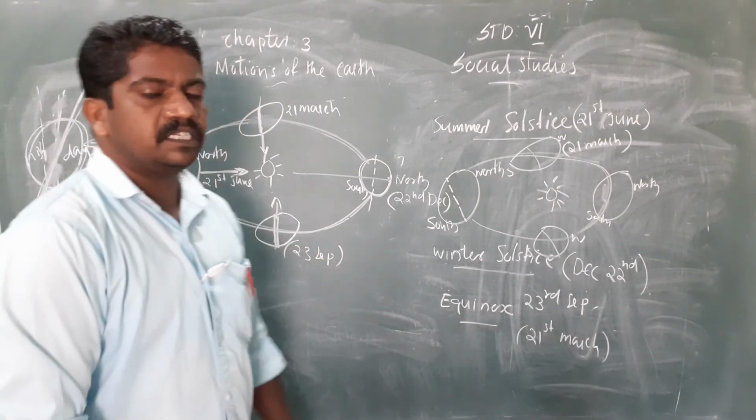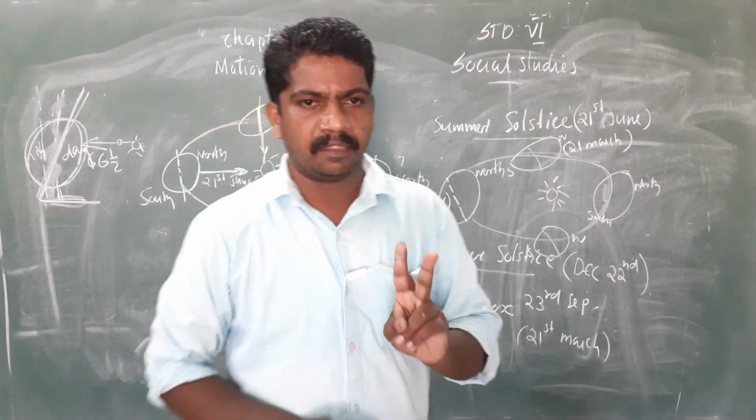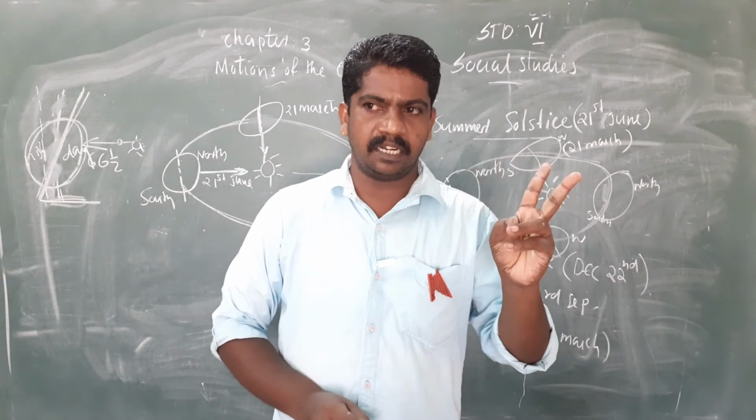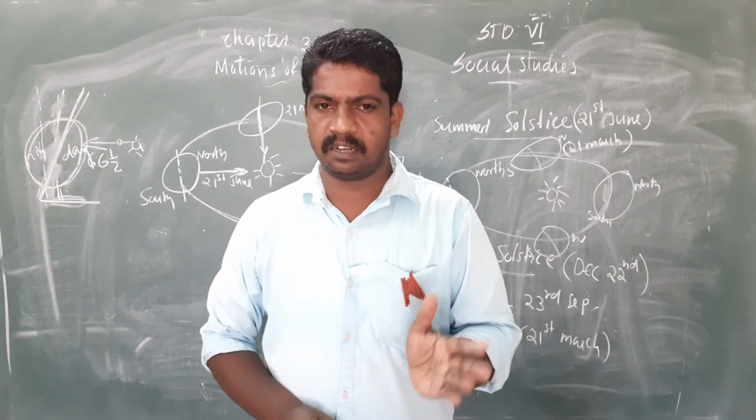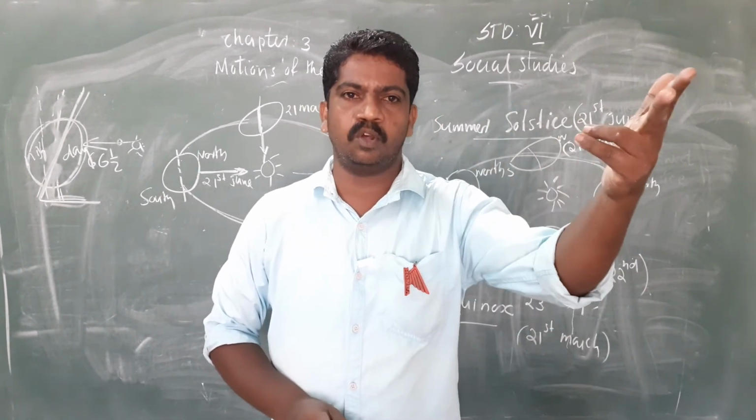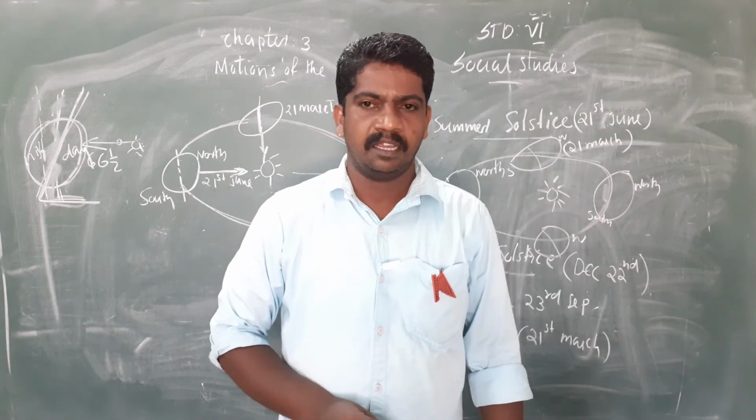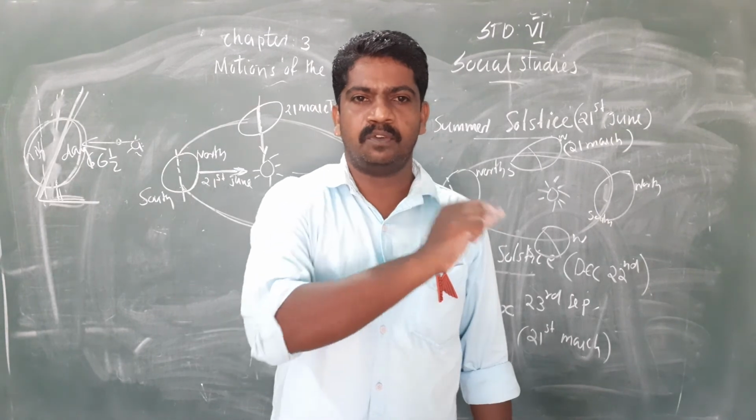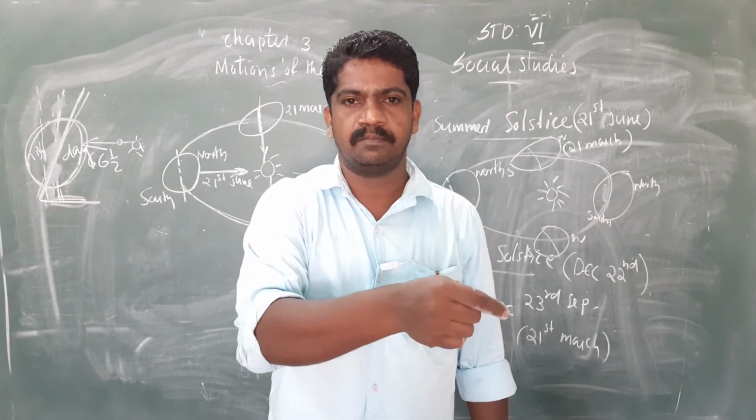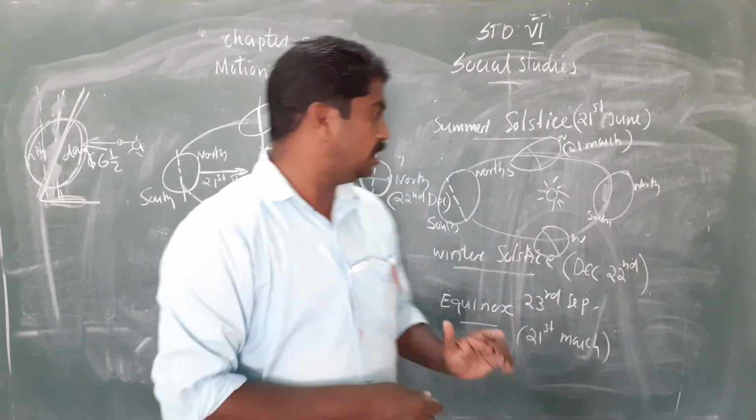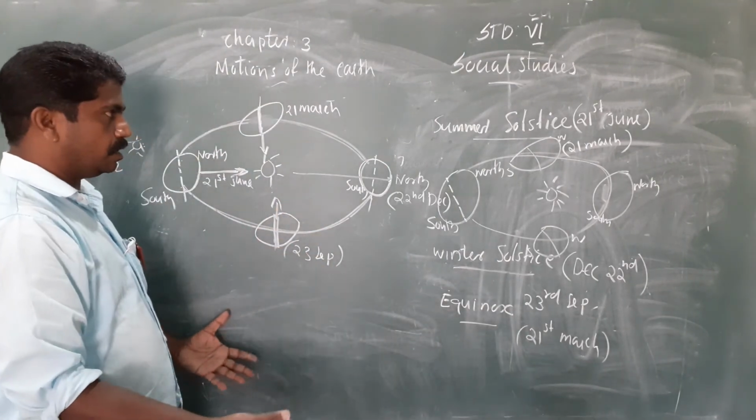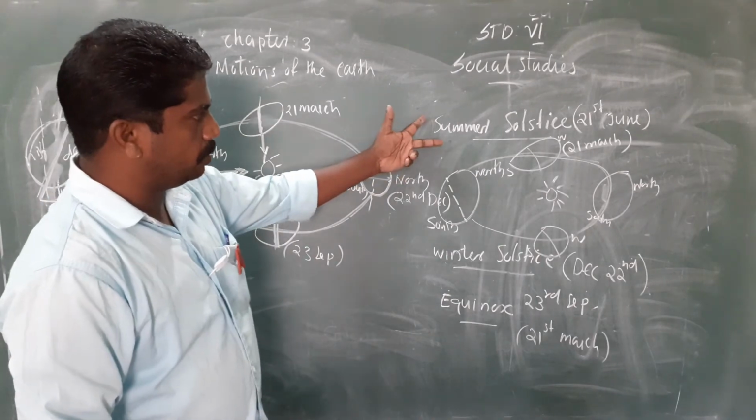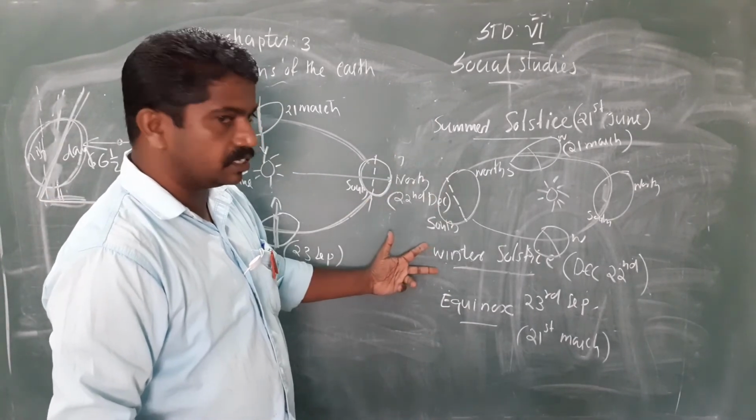So in this chapter again we are concluding. We studied about two motions of the earth: rotation of the earth and another one is the revolution of the earth. Rotation is on axis and revolution is on orbit. The result of rotation is day and night, and the result of revolution is different seasons. Okay, so due to revolution there will be summer solstice and winter solstice.